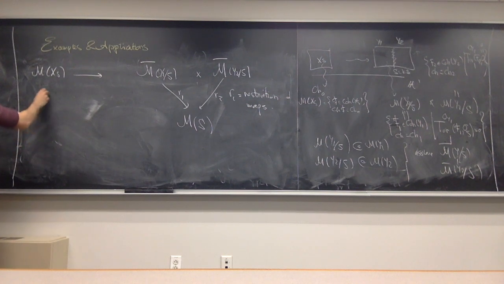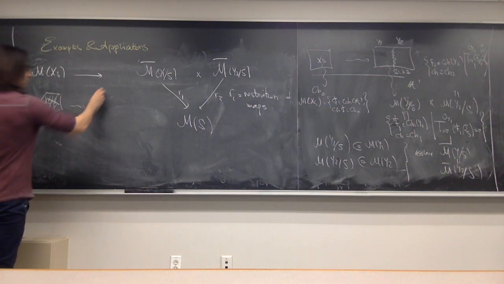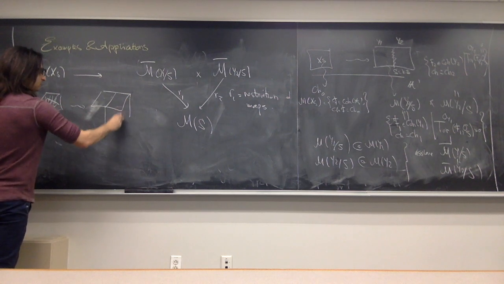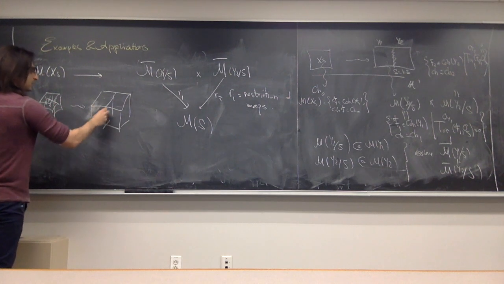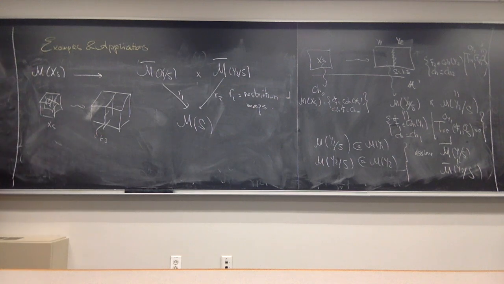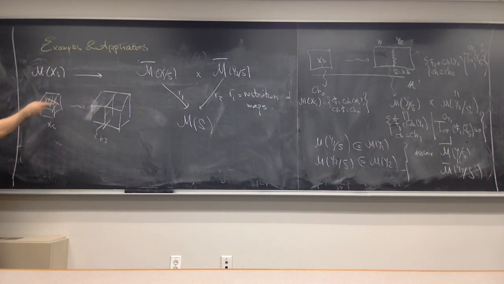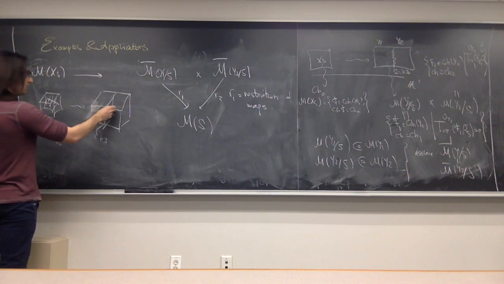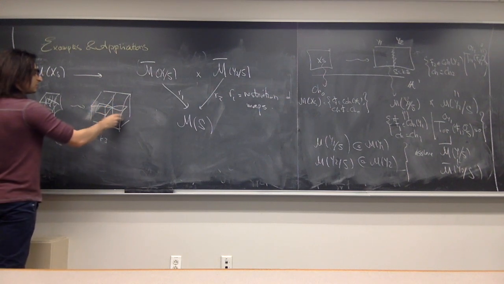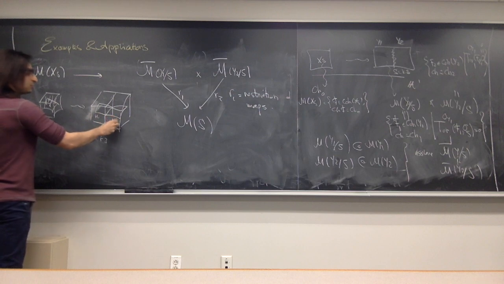So for instance, if your variety was a threefold like this and you were looking at sheaves supported, these are D4, D2, D0 branes in string theory, so supported on divisors, then you degenerate your threefold into a picture like this. This was the K3 surface in the middle. You would like to hope that this hyperplane section, or this divisor hypersurface section, degenerates into something like this. Let's call that H1 and H2.